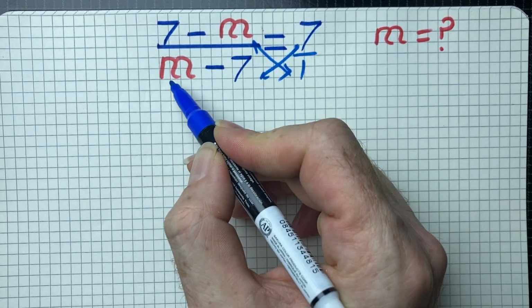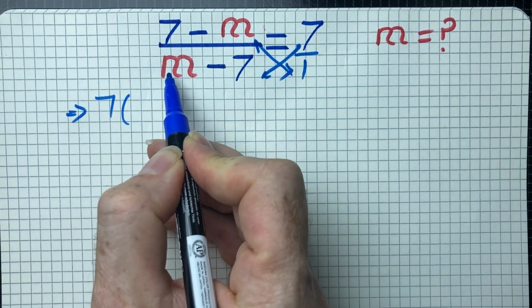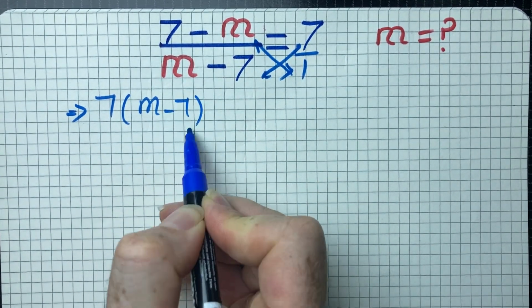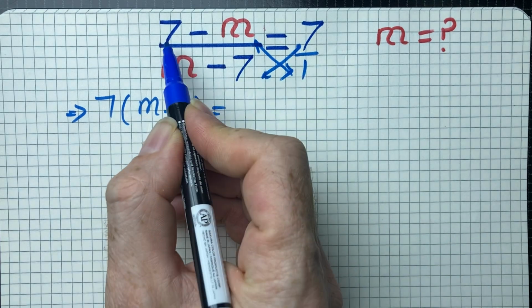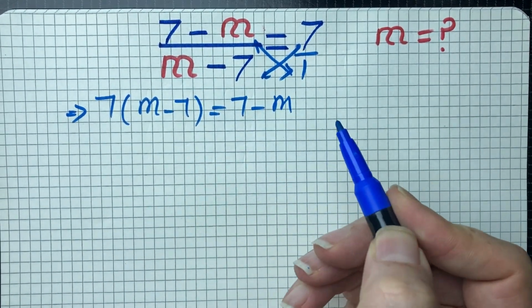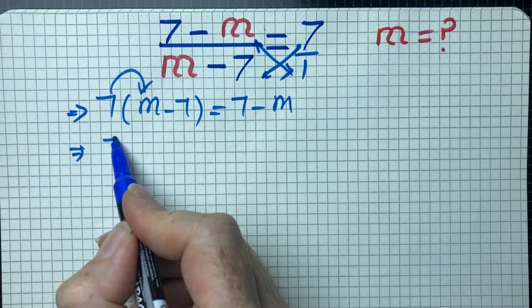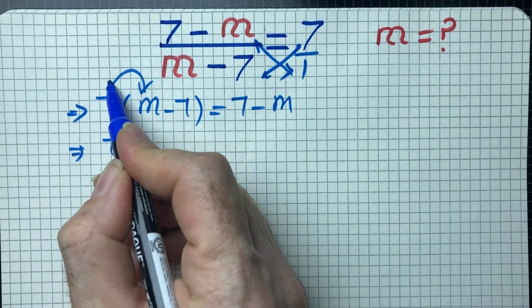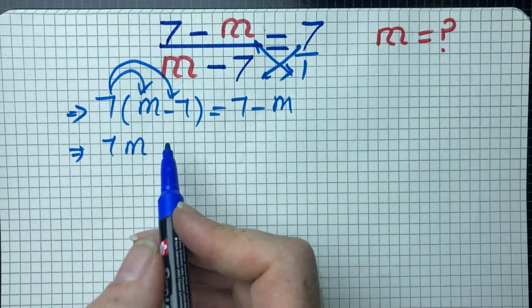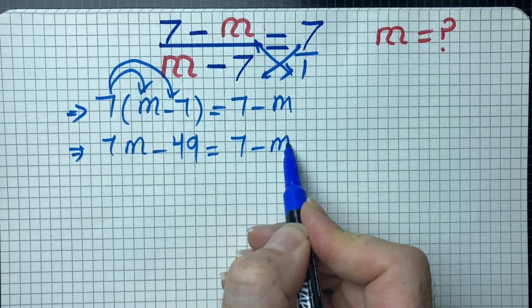So this 7 times (m minus 7), I write it here: 7 times (m minus 7) equals this 1 times (7 minus m), which gives us 7 minus m. Next, this 7 times m, I write it here, 7m. This 7 times negative 7 gives us negative 49, equals 7 minus m.